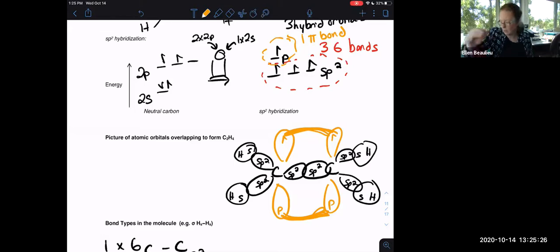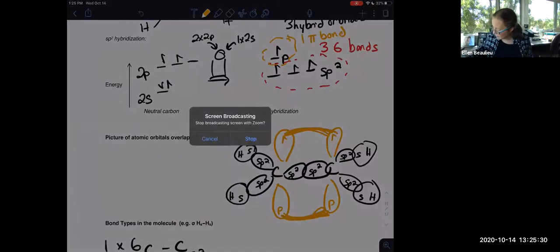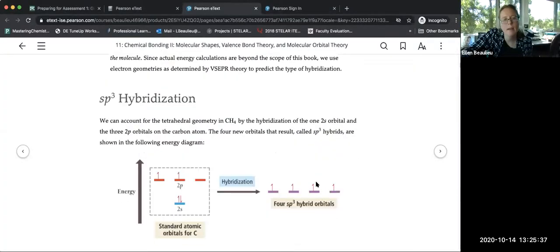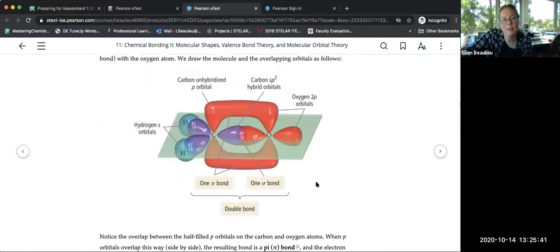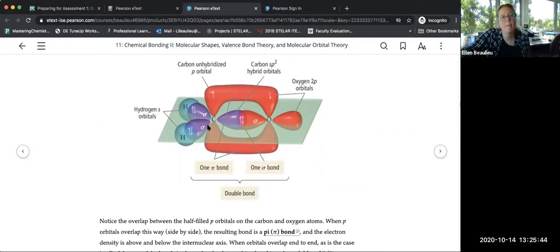In your book, I'm going to stop sharing here. I'm going to start sharing here. In your book, they draw this interaction basically like a clamshell. They go ahead and draw in that overlap between them, much like I'm doing. You see that there's a single electron in each of these p orbitals, and they are overlapping around the axis of bonding. So there's an axis of bonding, that's where my sigma bond is. And the overlap is around the axis of bonding, and that's where my pi bond is, around the axis, not on the axis, around the axis.